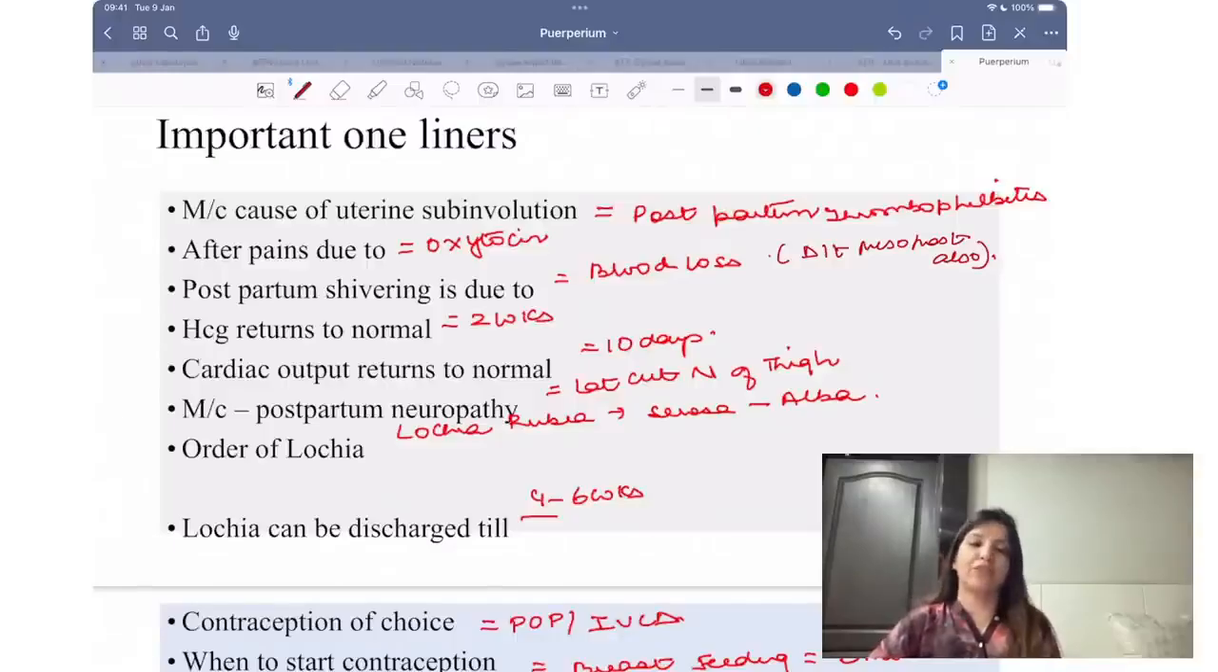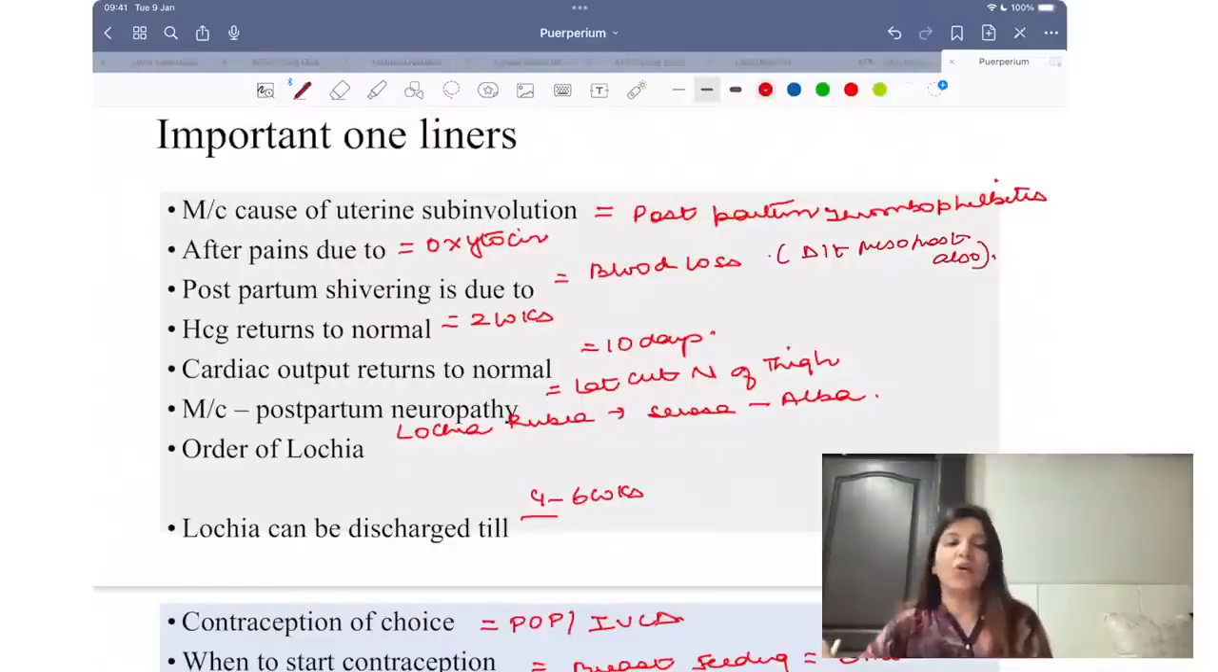Now, when does HCG return to normal after delivery? HCG returns to normal after delivery in 2 weeks. When does cardiac output return to normal after delivery? 10 days. What is the most common postpartum neuropathy? Most common postpartum neuropathy is lateral cutaneous nerve of thigh. Order of lochia: lochia rubra, lochia serosa, lochia alba. That is the order of lochia. Till when can lochia be discharged? Lochia can be discharged till 4 to 6 weeks.